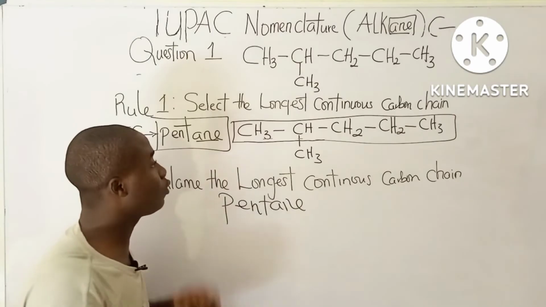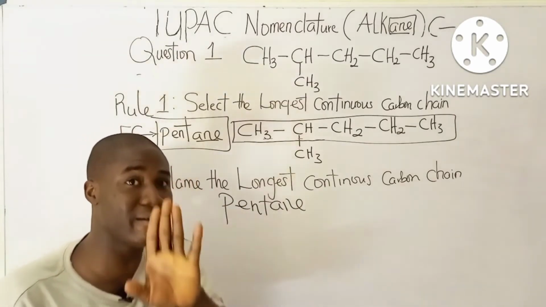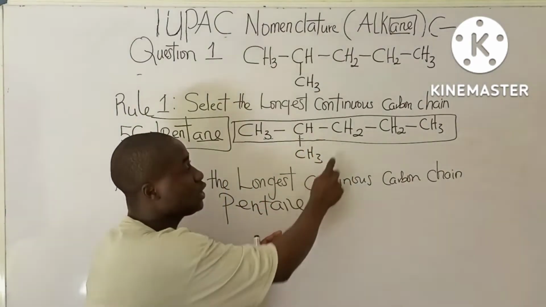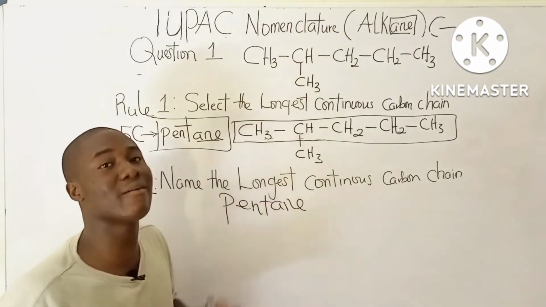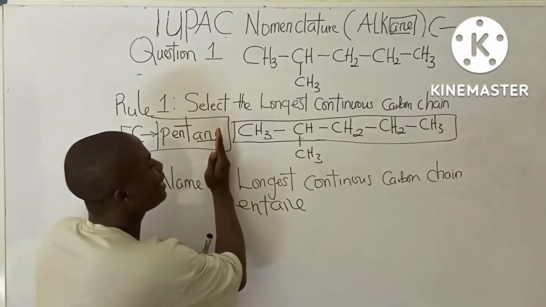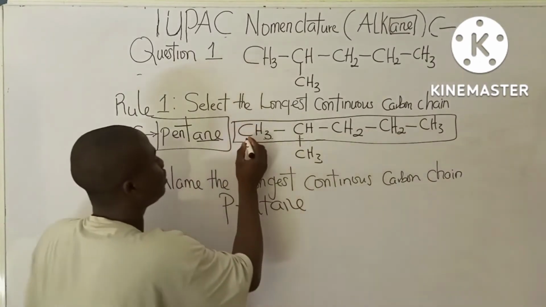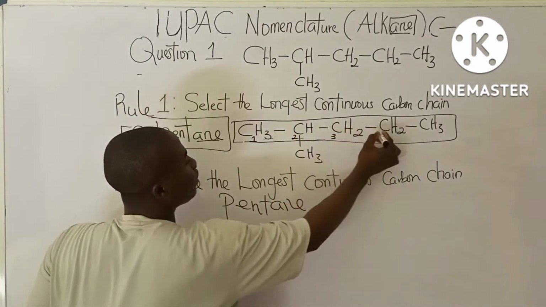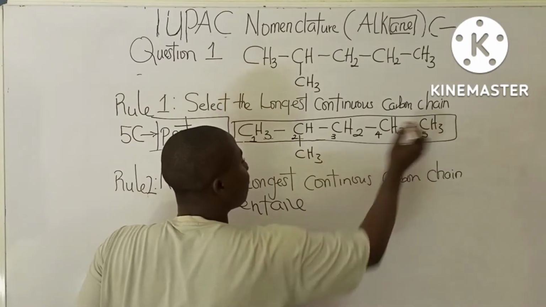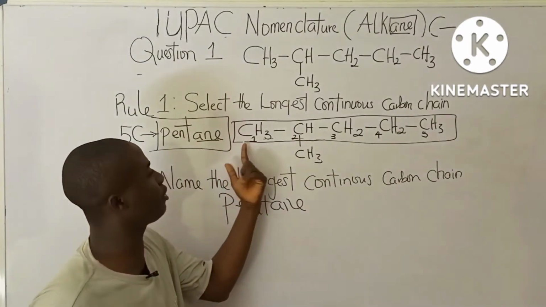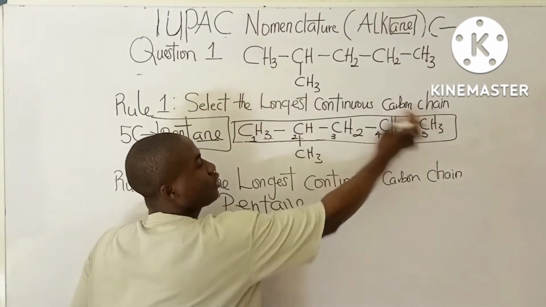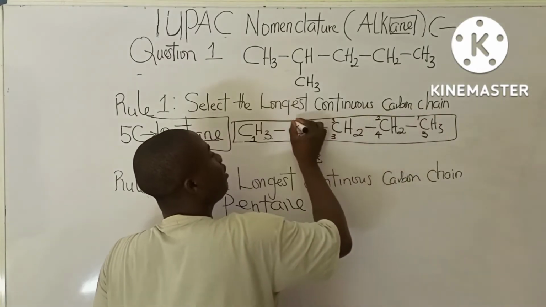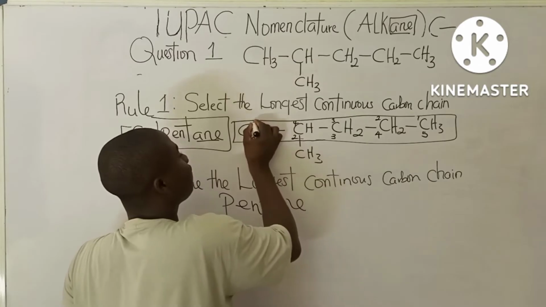Now, it must be noted that when numbering, you should number in the direction so that the substituent, the branch in the compound, gets a lower value. For instance, we are to number in this direction, from here to here. Let's say here is carbon 1, here is carbon 2, here is carbon 3, here is carbon 4, and here is carbon 5. So we numbered from this direction to this direction. And let us number from this direction to this direction. So let's make here our number 1, 2, 3, 4, and 5.